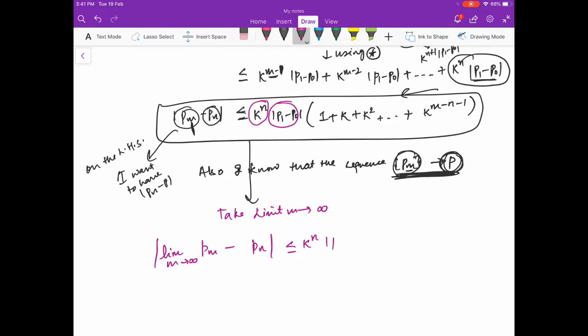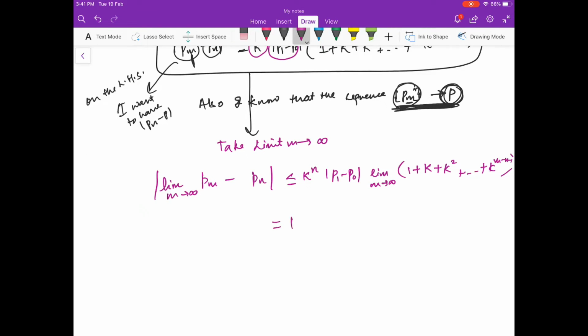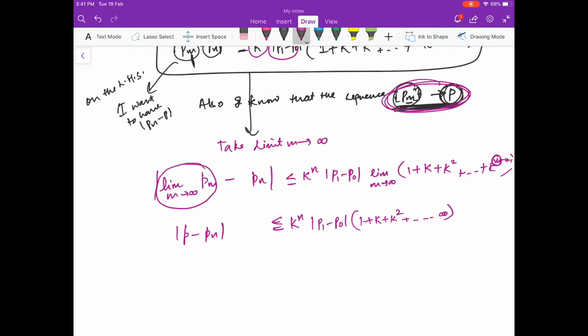So you have k raised to power n |p1 minus p0| times limit m going to infinity of 1 plus k square and so on plus k raised to power m minus n minus 1. This becomes, because m is going to infinity, 1 plus k square up to infinity, and the left hand side is p, because the p_m sequence converges to p. So this becomes |p minus p_n|.